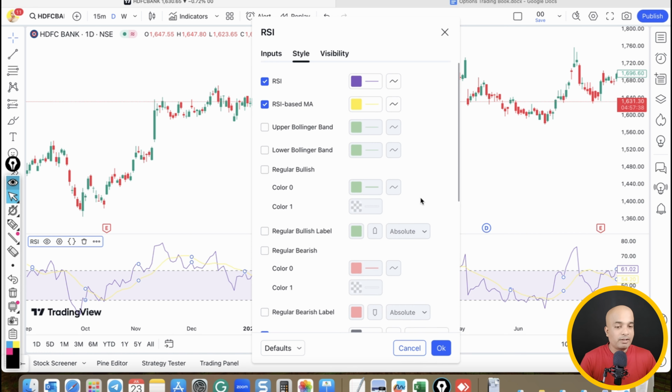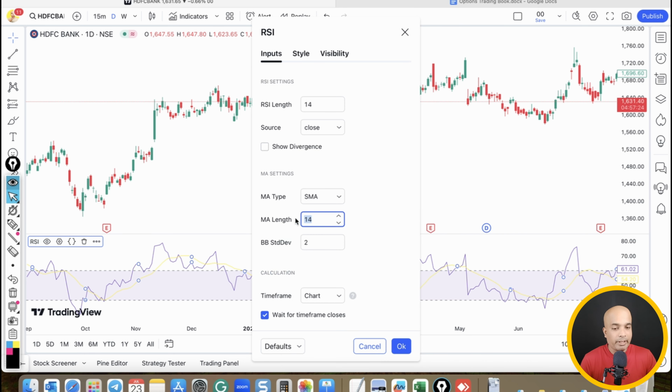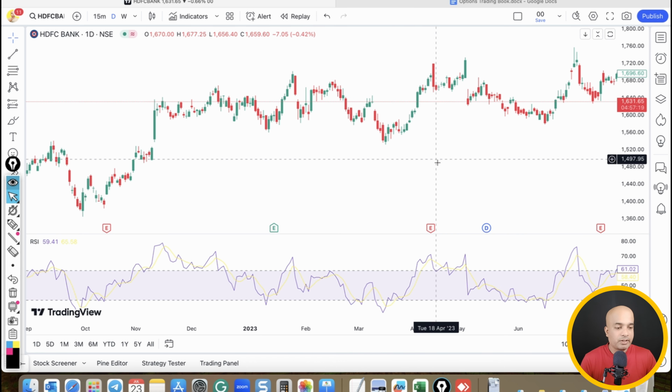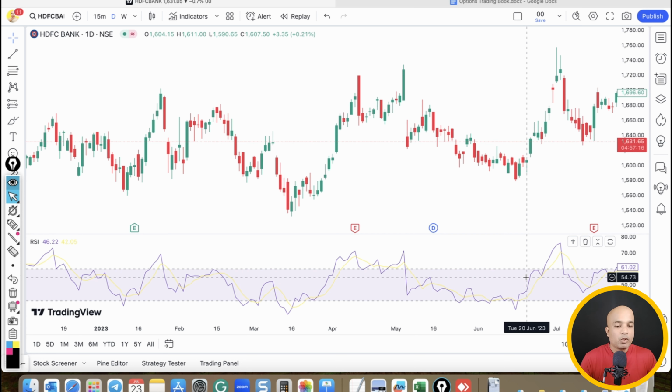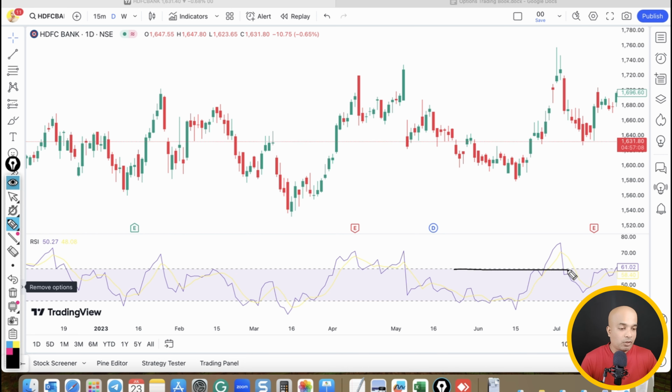If I do all these things, then instead of RSI, I will use RSI based MA. First I will explain why I use RSI based MA, then I will get into the MA part. MA I prefer to use 5. See here what happens. According to me, anything above RSI 60 is bullish, and similarly anything with RSI below 40 is bearish.